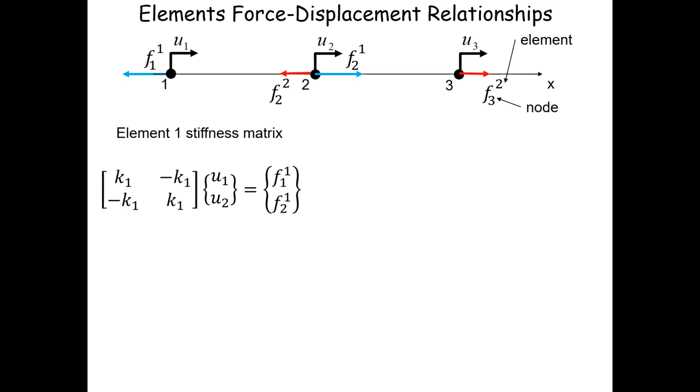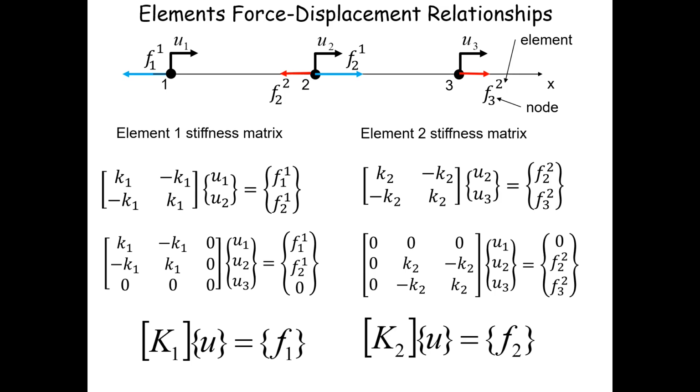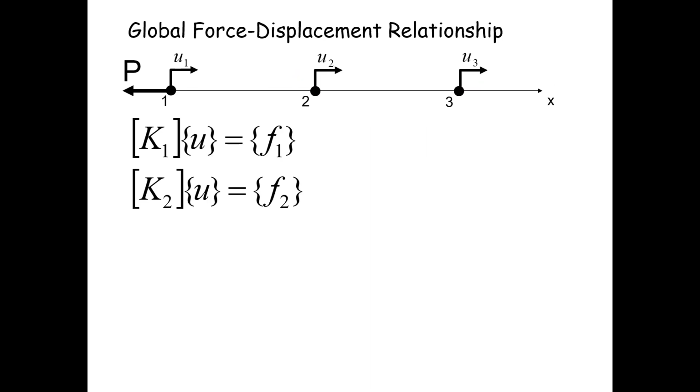Element 1 connects nodes 1 and 2, so its matrix, K1, is a 3 by 3 matrix with non-zero entries only in the rows and columns corresponding to nodes 1 and 2. Similarly, element 2 connects nodes 2 and 3, so its matrix, K2, has non-zero entries only in the rows and columns for nodes 2 and 3. These equations relate nodal displacements and forces for individual elements.